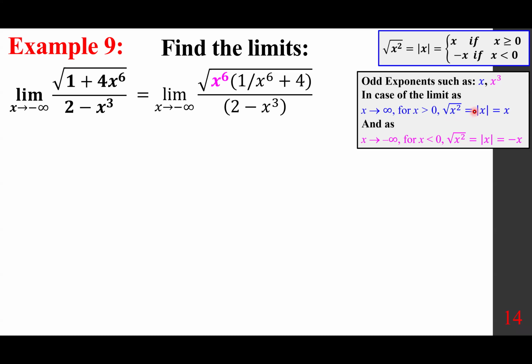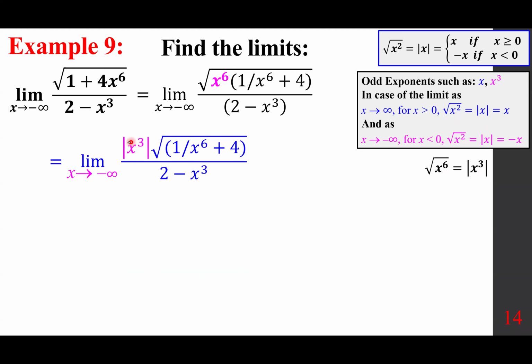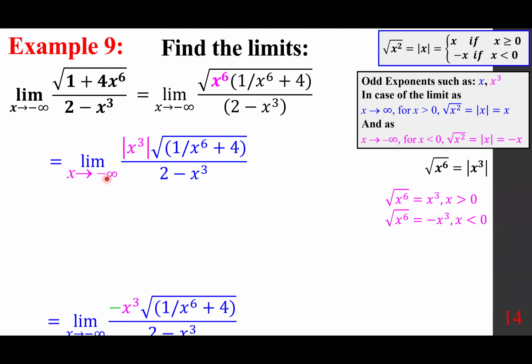But if it's negative infinity, if it comes out as even, it remains positive. It doesn't matter. But if it comes out as odd, when the exponent that comes out is odd, like 1, then it makes a difference. Therefore, the square root of x to the power of 6 is the absolute value of x cubed. So we're going to change that to the absolute value of x cubed. Since x is approaching negative infinity, and this exponent is odd, the square root of x to the power of 6 is x cubed if x is positive, and it's minus x cubed if x is negative. x is negative because it's approaching negative infinity.